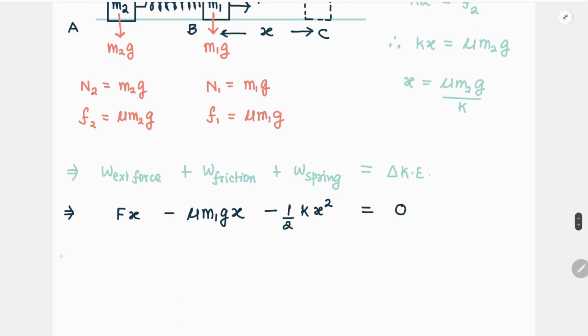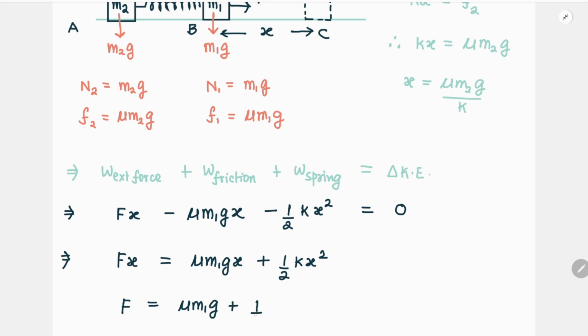Now from here we need to solve for F. So Fx can be written as mu m1 g x plus half kx square. If we remove one x, we are left with mu m1 g plus half k, and then one value of x can be substituted from here, mu m2 g by k. So k cancels out and we have the final answer. F equals mu g taken common, m1 plus m2 by 2.